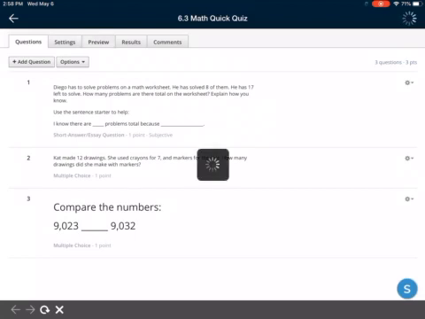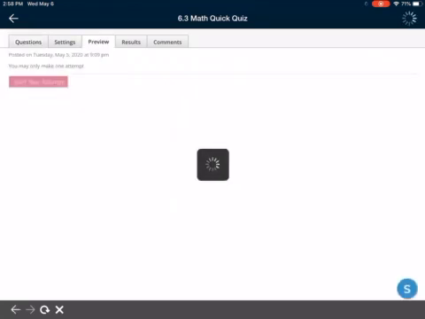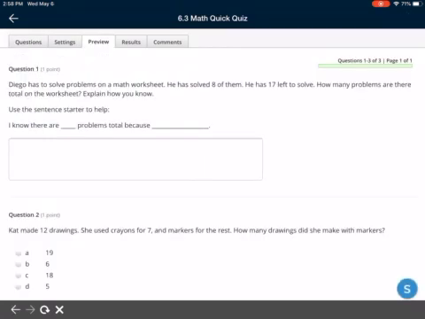So I'm going to go to our preview here. So number one, Diego has to solve problems on a math worksheet. He has solved 8 of them. He has 17 left to solve. How many problems are there total on the worksheet? Explain how you know. So again, I want you to use the sentence starter: I know there are blank problems total because why.